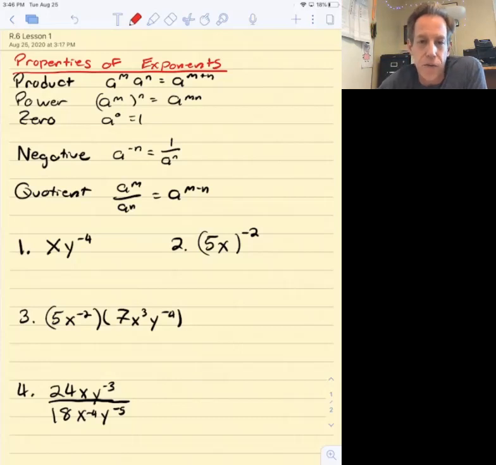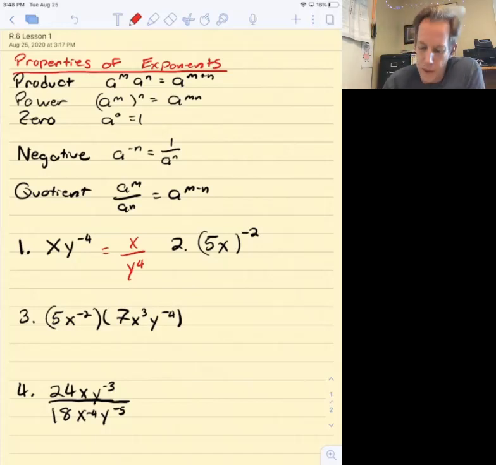All right, so for number 1, the one thing that we need to do to simplify this is just to get rid of the -4, which only applies to the y. So this is going to simplify to x over y to the power of 4. We're using the reciprocal property to move the y to the denominator. Once we do that, then the 4 becomes positive. The x already has a positive exponent, so we're not moving the x at all. And that's our answer for number 1.